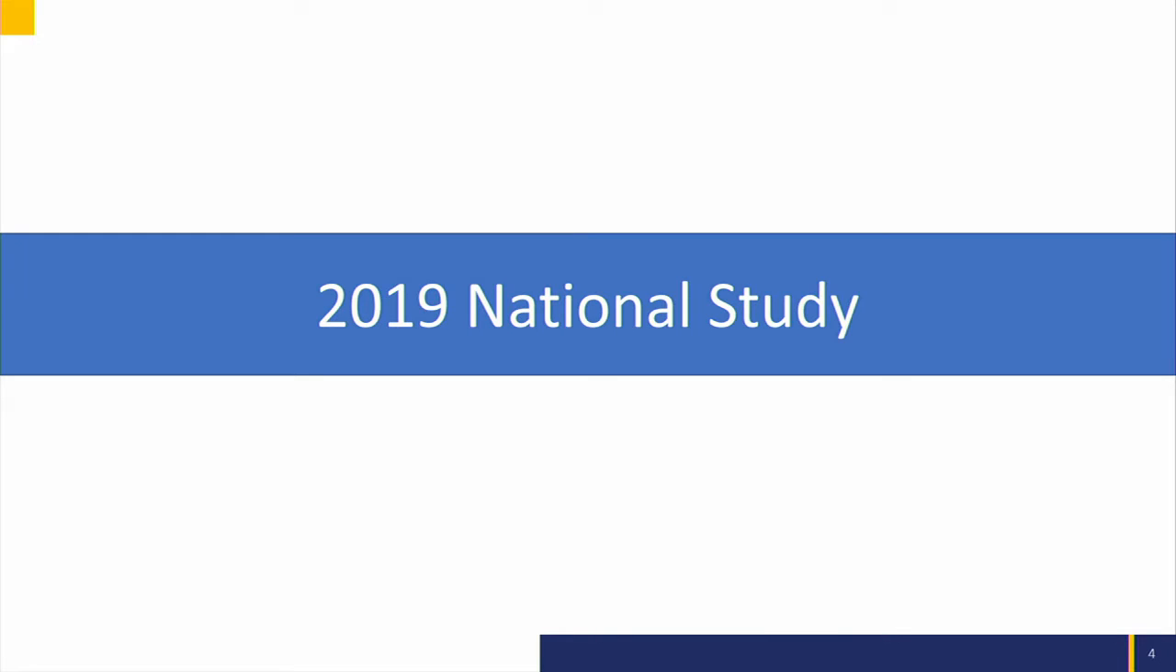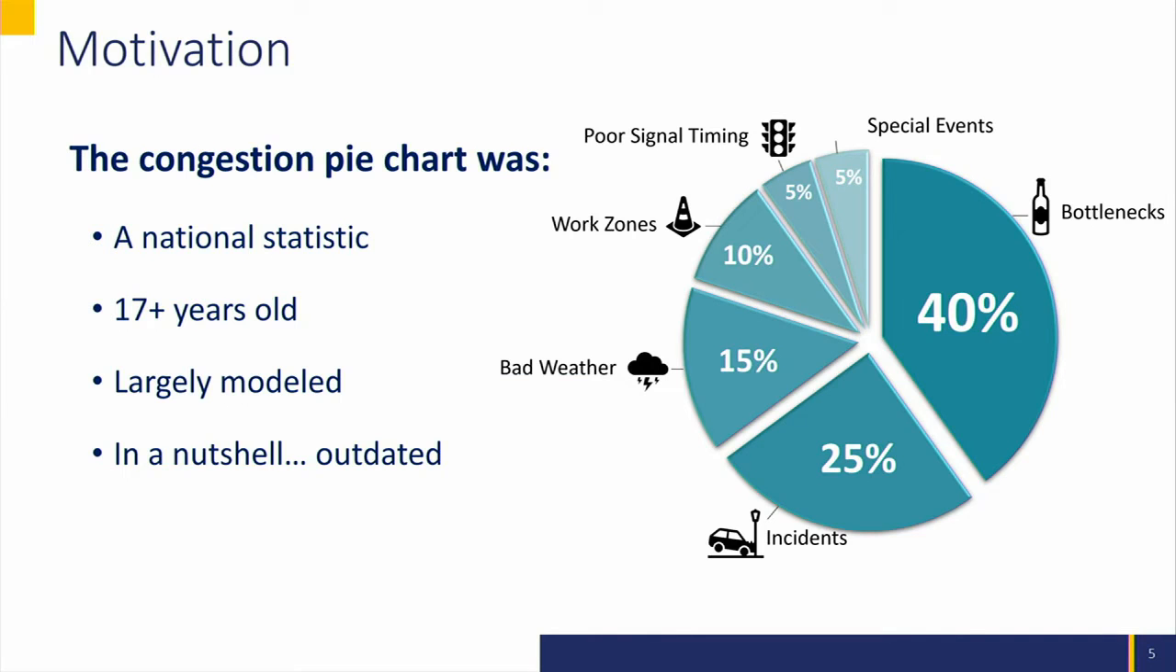So just a little background on the 2019 national study. Again, this was the one sponsored by the Bureau of Transportation Statistics. And again, the motivation here was, the most recent time this had been done at a national level was 2004. And we knew that our interactions with agencies, they were still referencing that study to justify their investments for congestion mitigation, even though that study was done more than 17 years ago.